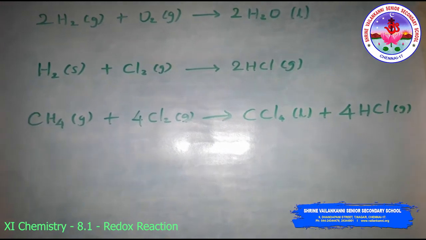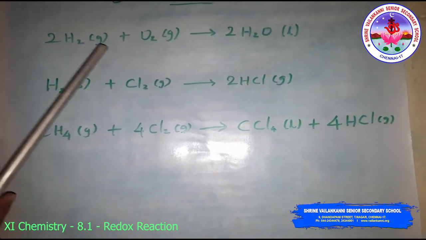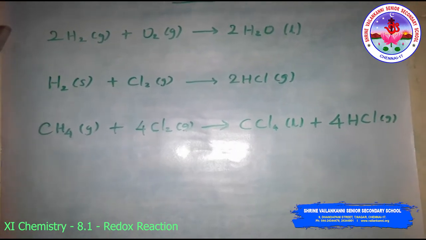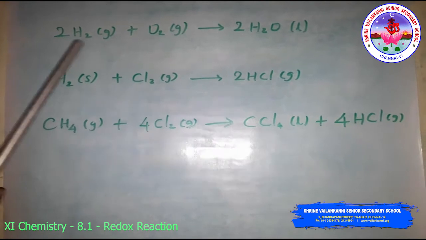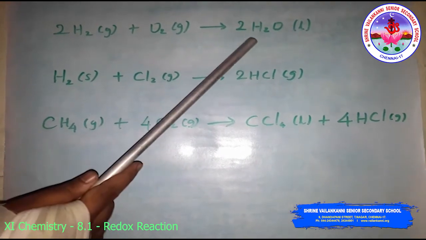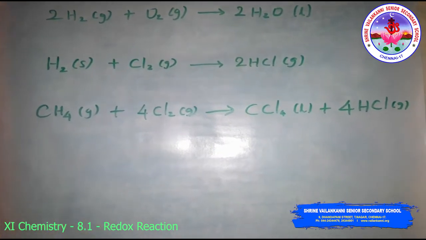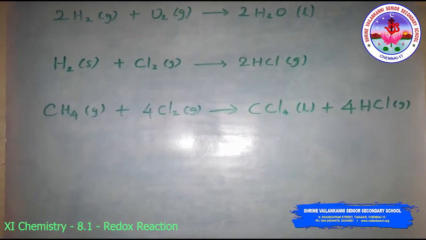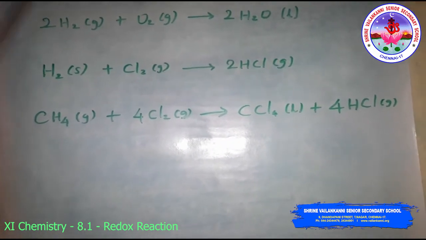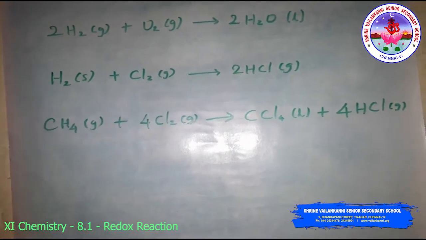See, here the hydrogen is in the free state. That means there is no combination with any other element. Here, only the free state. Look at here, the hydrogen is in combined form, that is, it is combined with oxygen. That is, binding with oxygen. So in the free state the oxidation number is 0. In the combined state they have some oxidation number.